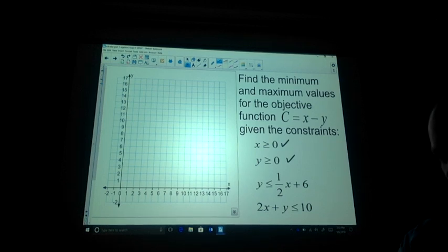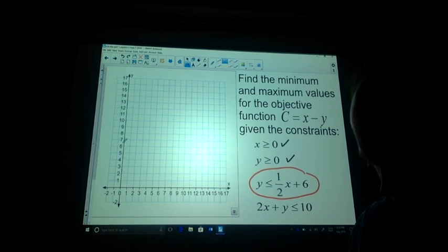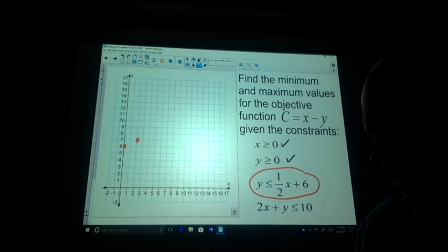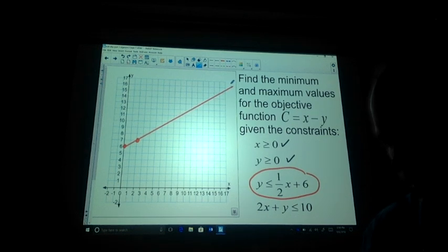The second problem here, I can go ahead and graph that. It's already in slope-intercept form, so I have 6 right here. And I'm going to go up 1, right 2. And I'll use my straight tool to draw it. So it looks something like that. And I'm not worried about crossing over the x and y axis because of our bounded region.